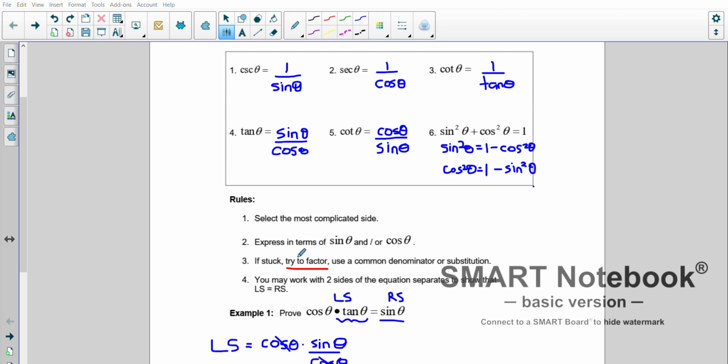Well, look what I have now. I have a 1 minus cos theta on the numerator and 1 minus cos theta on the denominator. Those can divide out. I'm just left with 1 over cos theta. Or 1 plus cos theta, sorry. Which equals the right side. And we're done.